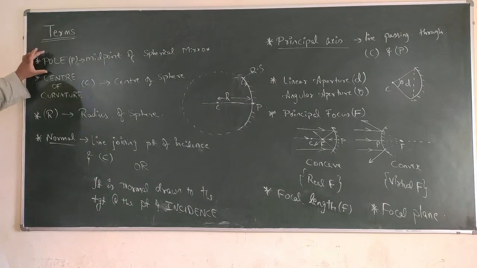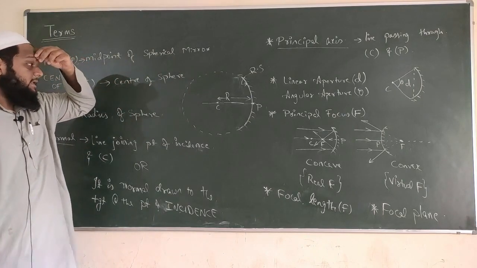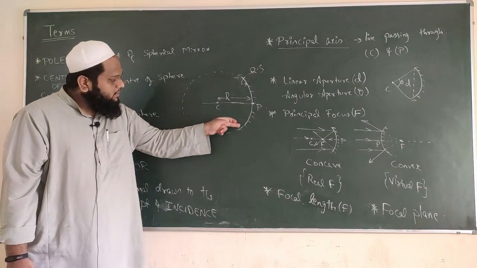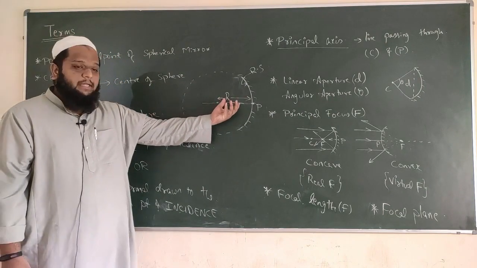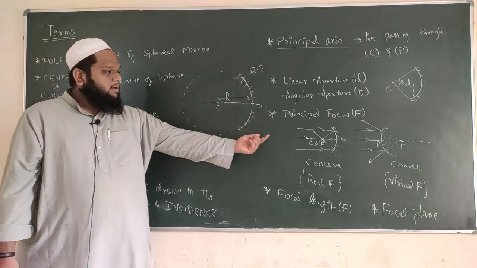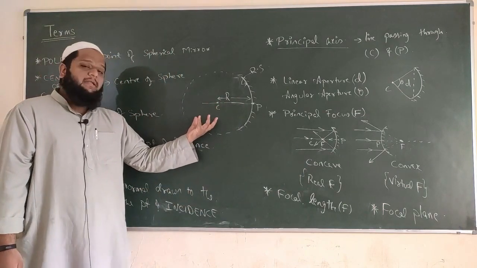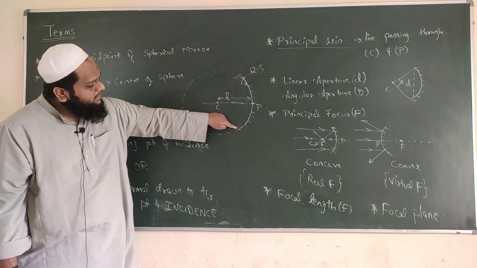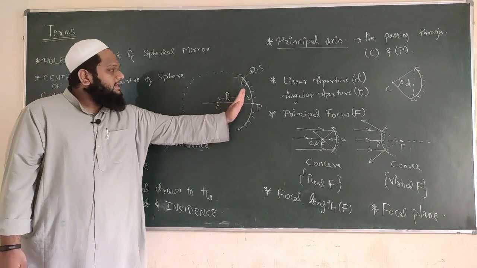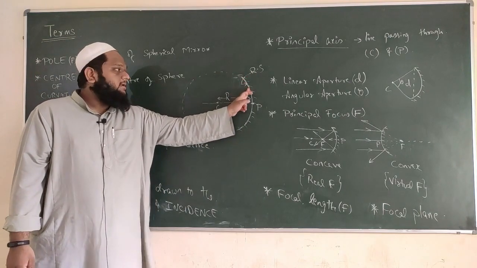Coming to the first term, what do you mean by a pole? Pole is called the midpoint of a spherical mirror. What does it mean? As you can see, I have drawn a mirror over here which is concave in nature. Concave, converge I have told, convex, diverge I have told. So I have drawn a simple concave mirror over here. You can see from this point to this point you have a mirror. The reflecting surface is over here. I have written it here, reflecting surface.